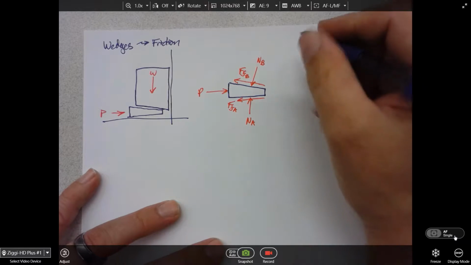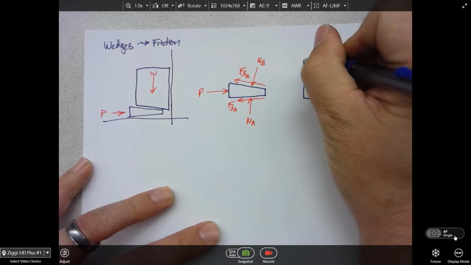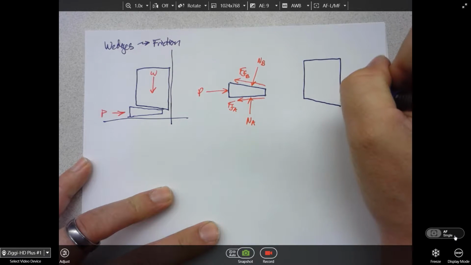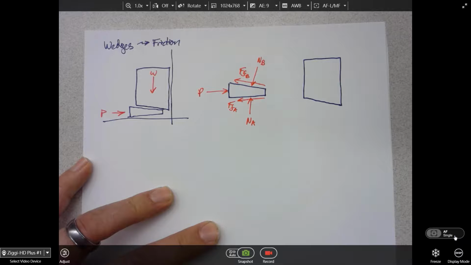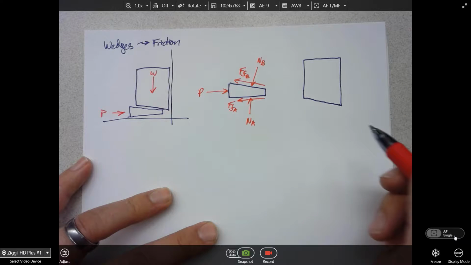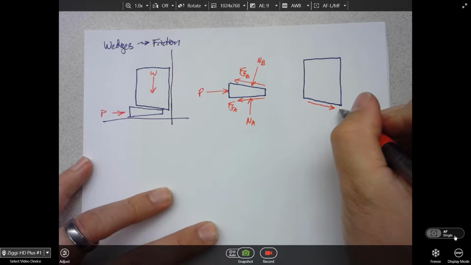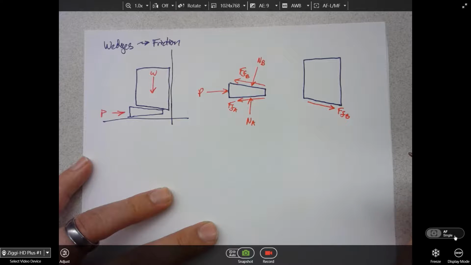Okay, so then if we look at the block, what forces is the block going to have on it? Friction between the wedge and the block. In which direction does that go? Opposite. So it's going to push the block that way. Still be the force of friction at B. What else are we going to have?